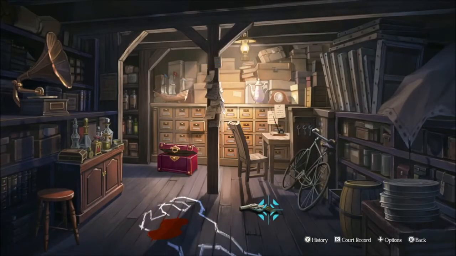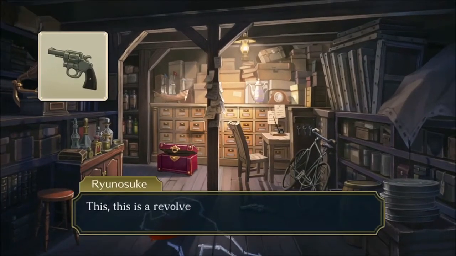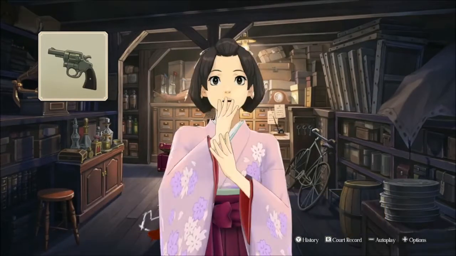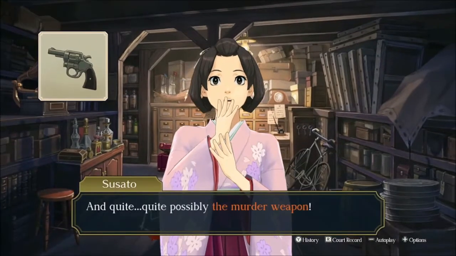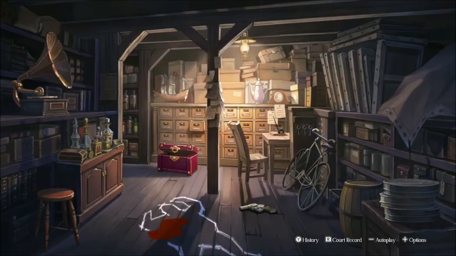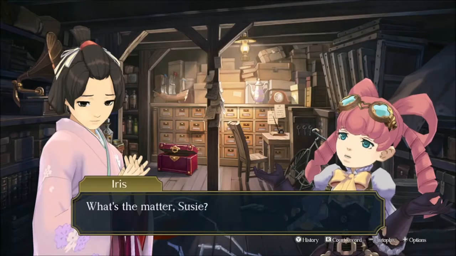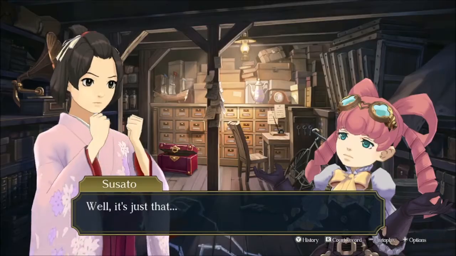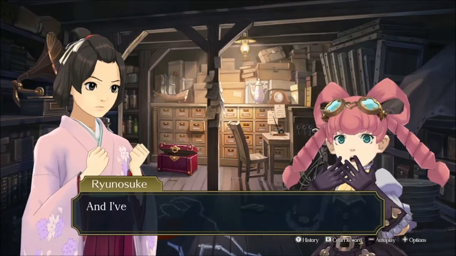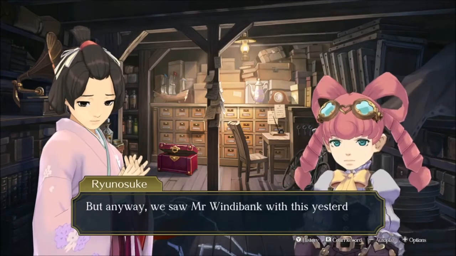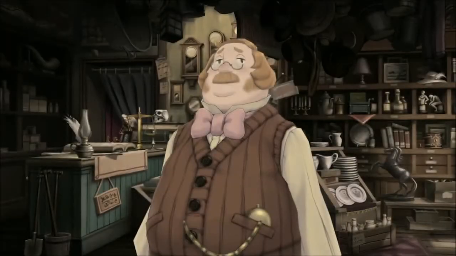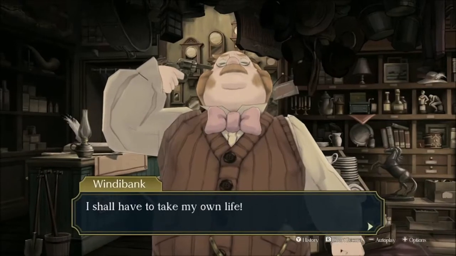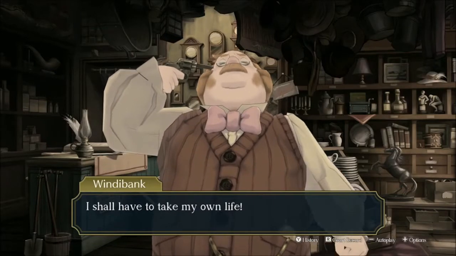I don't know. Anyway, speaking of guns and bullets, let's check out this one. This could be the murder weapon, or it could be the gun that shot Sherlock Holmes. I don't know. Yeah, do we have two guns here? Who is it? Windibank's gun? Is it the victim's gun?